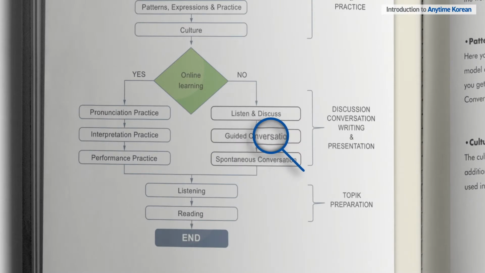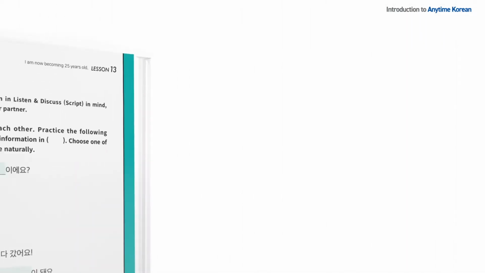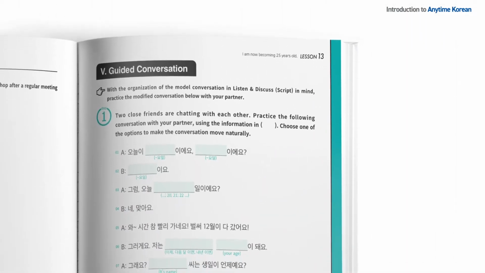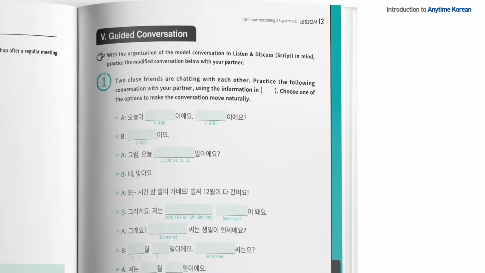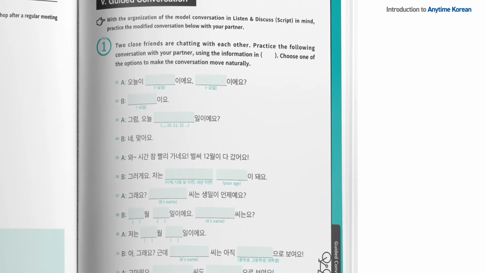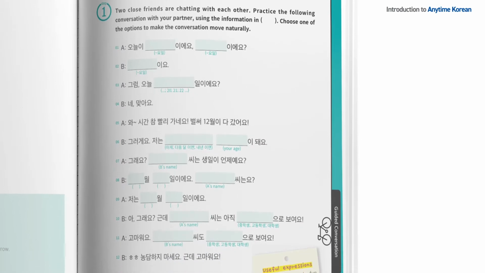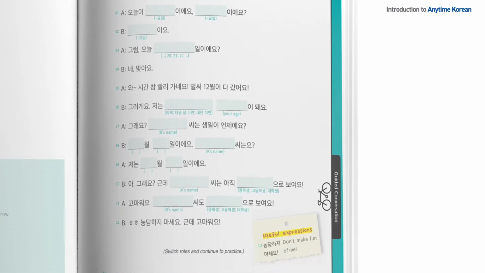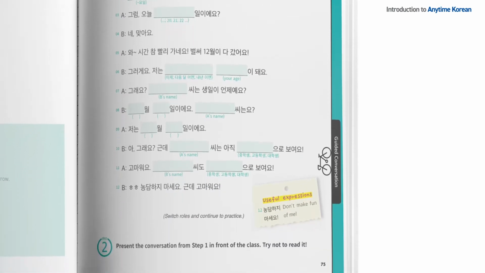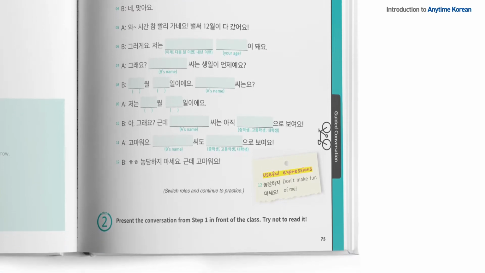Guided conversation is a conversation exercise that is used in a way to change or expand the word order while maintaining the basic purpose of the model conversation. Here, we expand the words and expressions used in the model conversation and practice using the target grammar and sentence patterns of the unit.